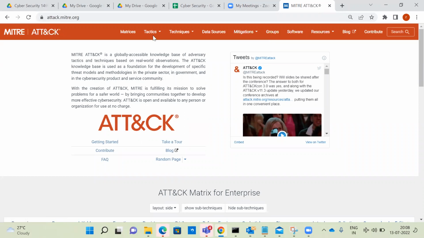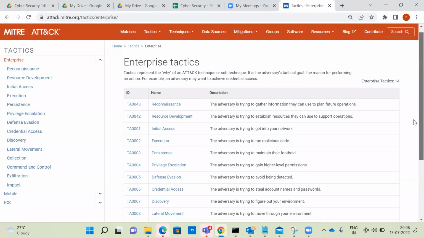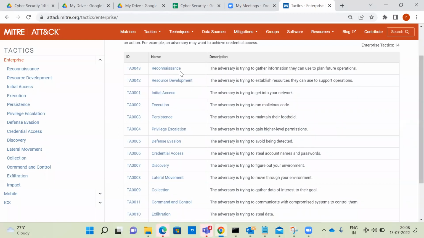Okay, coming back to enterprise level. These are all the tactics. Reconnaissance is one of the tactics. Resource development is one of the tactics. Initial access, execution, persistence, privilege escalation, defense evasion. In such a way, we have 14.